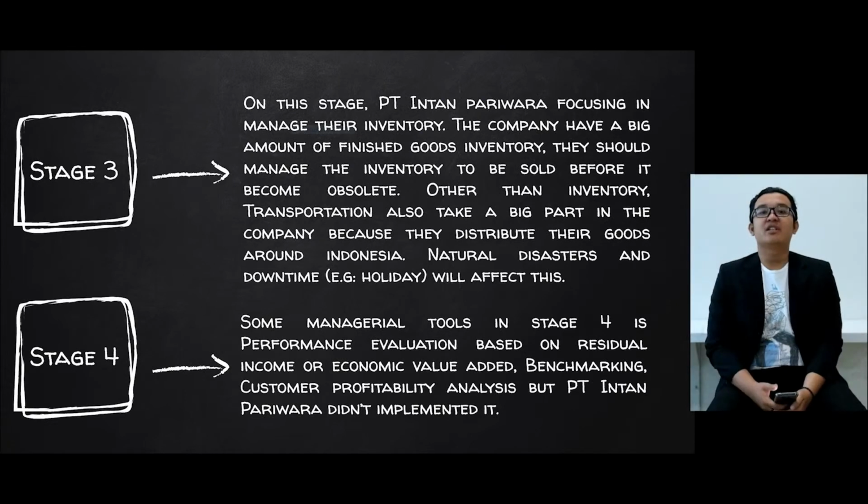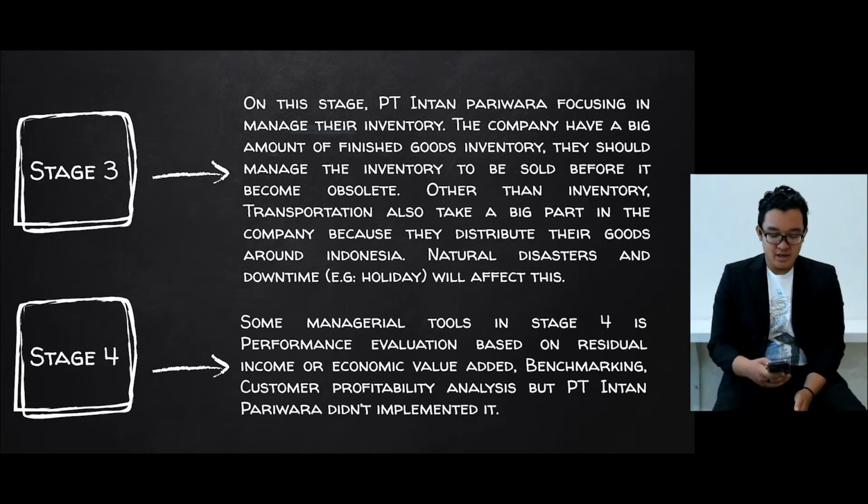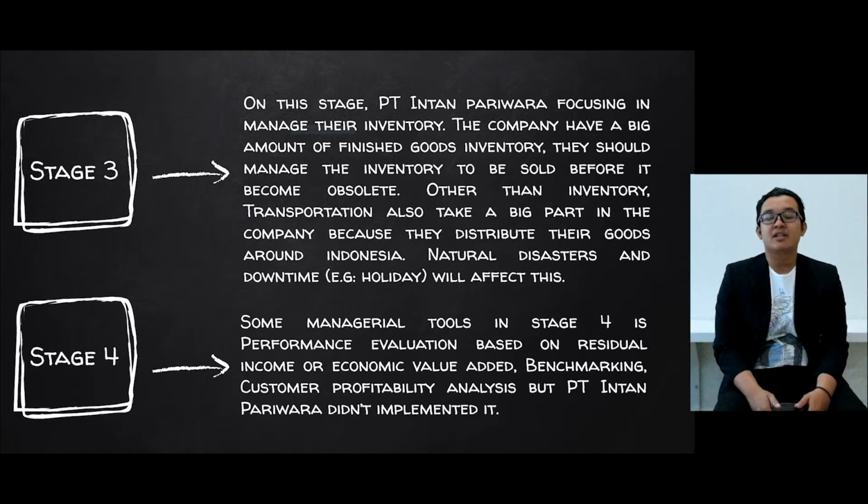Okay, now for stage 3 of the managerial tools, which is the reduction of resource waste of business process. PT Intan Pariwara says that they don't implement it yet because it's a bit complicated and not really relevant to their goal right now. The supervisor said that PT Intan Pariwara didn't use ABC costing for now, so stage 3 isn't implemented by PT Intan Pariwara.